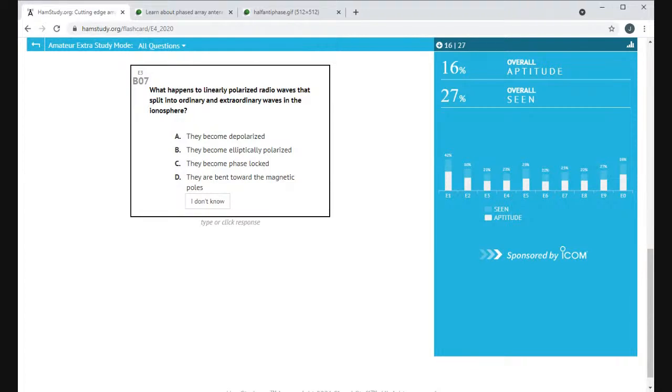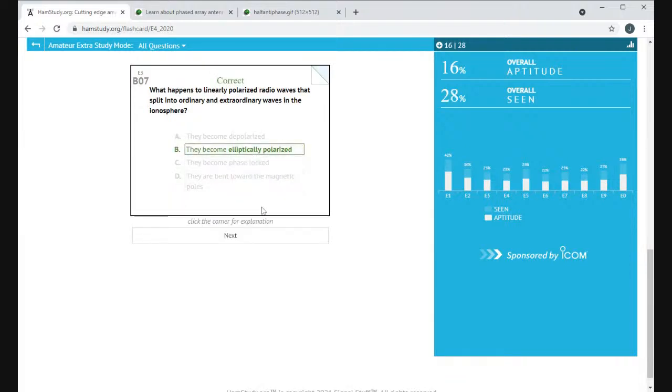What happens to linear polarized radio waves that split into ordinary and extraordinary waves in the ionosphere? A. They become depolarized. B. They become elliptically polarized. C. They become phase-locked. D. They are bent towards the magnetic poles. I'm going to guess B. They become elliptically polarized, and that is correct.